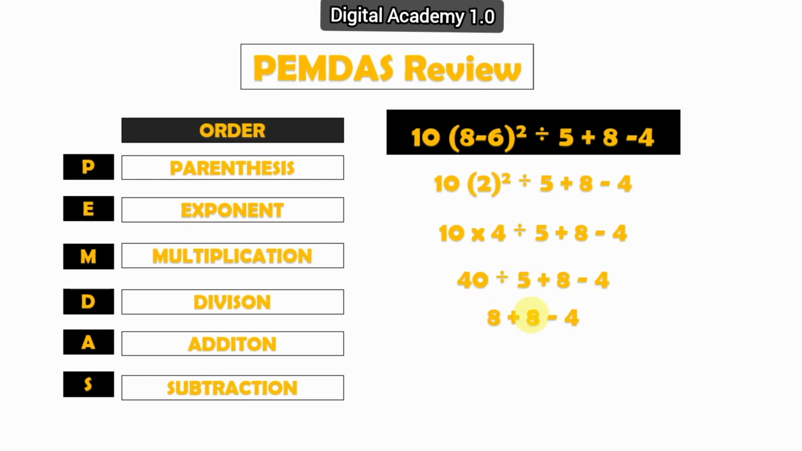Step 6. Subtract 4 from 16. 16 minus 4 equals 12. The final answer is 12.